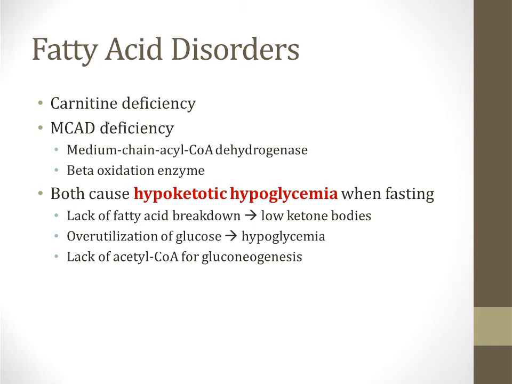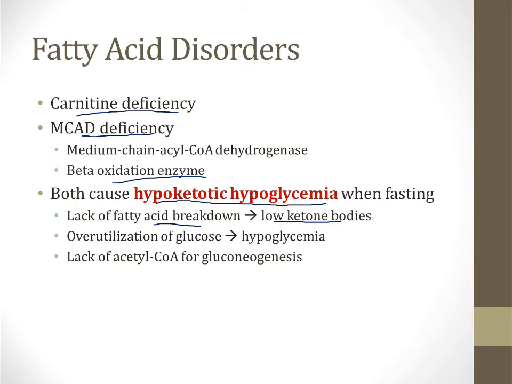So the two key fatty acid disorders that you should know are a carnitine deficiency and an MCAD deficiency. MCAD stands for medium chain acyl-CoA dehydrogenase. It is a beta oxidation enzyme, and when it is deficient, beta oxidation does not occur normally. Both of these disorders cause hypoketotic hypoglycemia. This is a very unusual finding. When there is hypoglycemia, there should be high levels of ketone bodies, but that does not occur when there is a problem with fatty acid metabolism. When there is a lack of fatty acid breakdown, that leads to low ketone bodies.